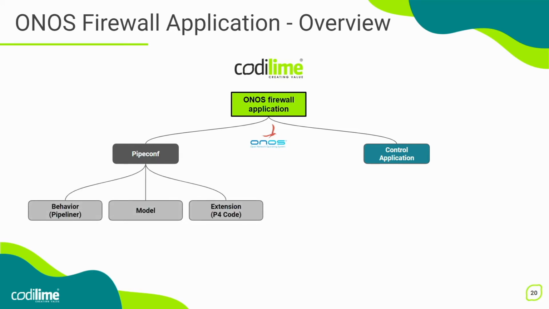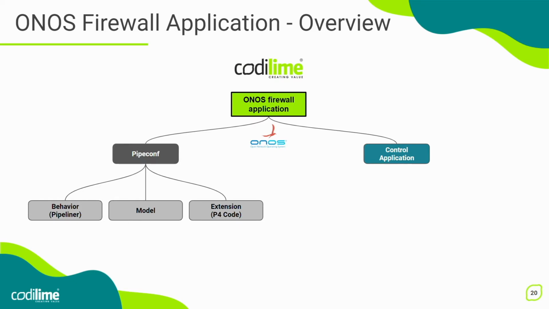Within a pipeline, three different types of components can be distinguished: modules, behaviors, and extensions. As we know, this is a kind of convention that is used in ONOS. In short, the idea is to use this convention to describe your custom pipelines in such a way that is understood by ONOS. The control application, in turn, is an actual control plane for firewall implemented on the SmartNIC.